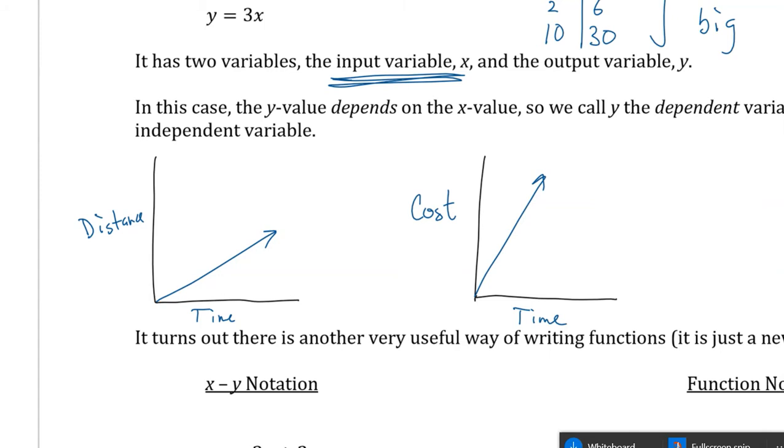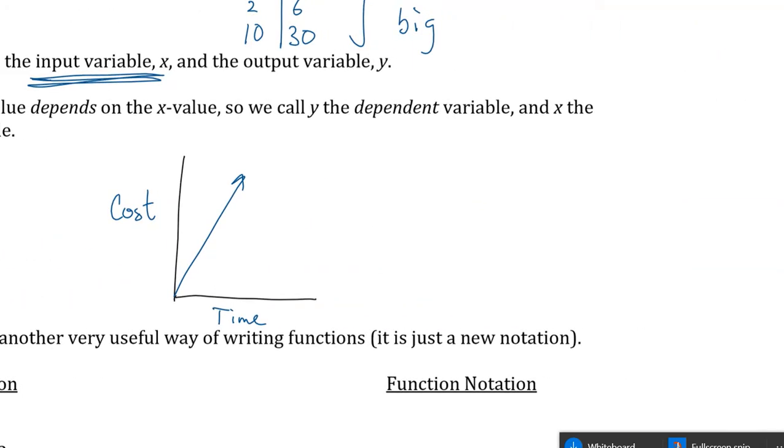Who has a job? And you make an hourly wage, is that right? So if you work 5 hours, you make a certain amount of money. If you work 8 hours, you make more. So the cost of your labor depends on time. Or it could be earnings. Depends on time. The longer you work, the more you make. Right? Not all jobs work that way, but part-time jobs usually do.